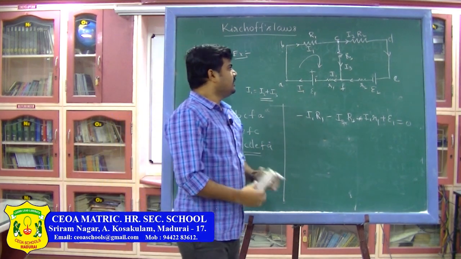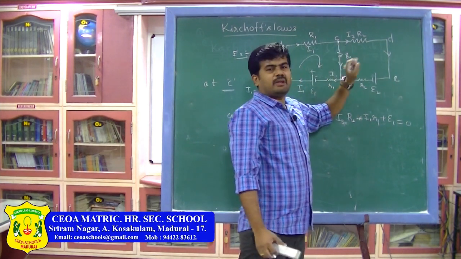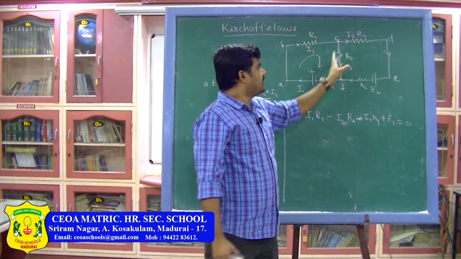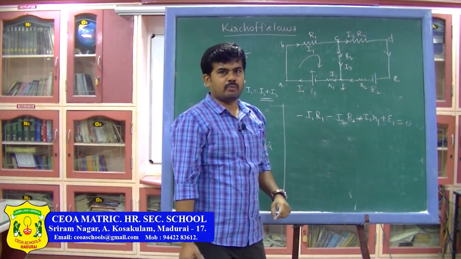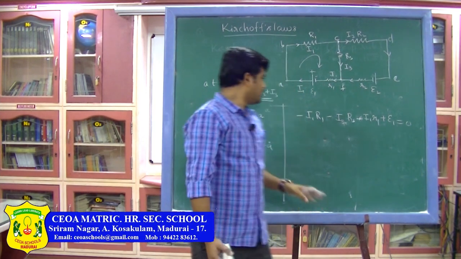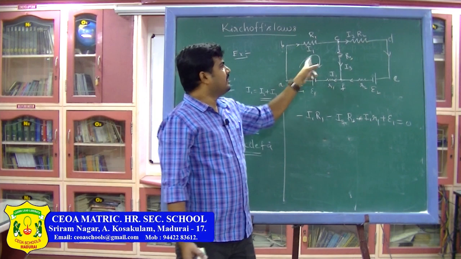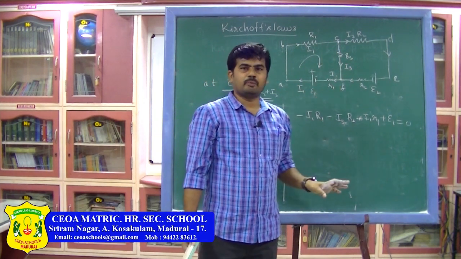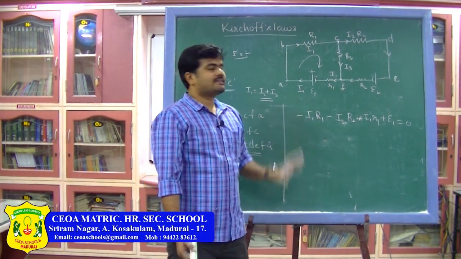Similarly, you can write the loop equation for C, D, E, F, C. Remember, you can start from any point and take the loop equation according to your selection. That is very important. When you write the equations, you should be very careful about the sign conventions. If you make even one mistake with a sign, the whole equation becomes wrong and you will get a wrong answer. So, be very careful with sign conventions.